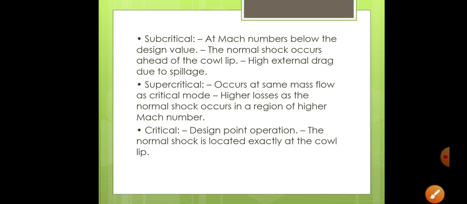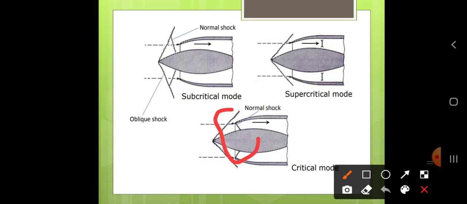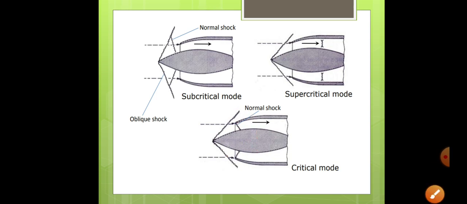Then we'll be having critical mode, the design point operation. The normal shock is located exactly at the cowl of the lip. So here we can see there will be a formation of shock waves exactly at the cowl of the lip. These conditions we are terming as supercritical, subcritical and critical modes.